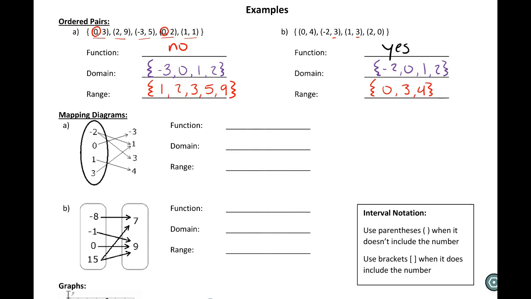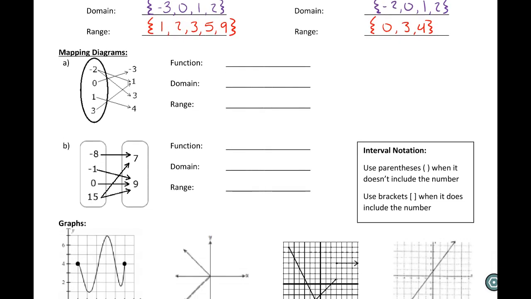Same idea here. So is this a function? Do any of your x values repeat? Well, they do, because negative 2 has 2 outputs. Negative 2 has an output of both 1 and 3. So this is not a function. Okay, well, what's our domain? Our domain is all the x values again. We've got negative 2, 0, 1, and 3.